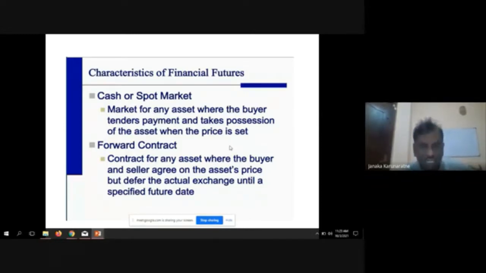Now, cash means immediate. Spot usually means about 2 days settlement, but not with a strict time cap. A forward contract is an agreement where the buyer and the seller agree on the asset's price, but defer the actual exchange until a specified future date. So basically, a forward contract is a contract you enter into between buyer and seller today, but delivery takes place at a future date. That is called a forward contract.